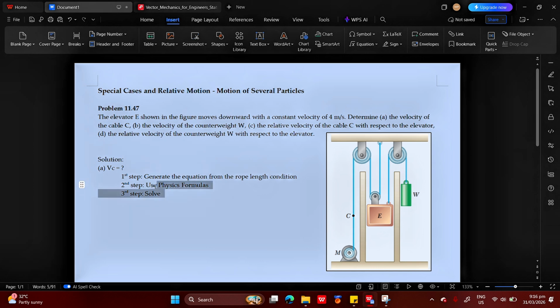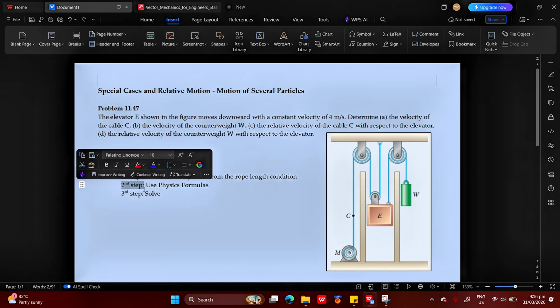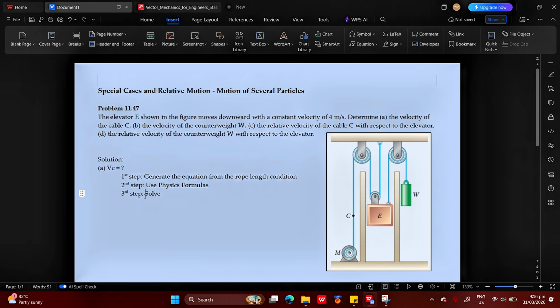Actually, I already wrote 3 steps. First step, generate the equation from the rope length condition. Second step, use physics formulas and then solve. Okay, that's all. Of course, if we are covering only one particle, we only need the second and third steps. But since we have more than one particle, and if one moves, the other moves as well, of course we need the first step too.